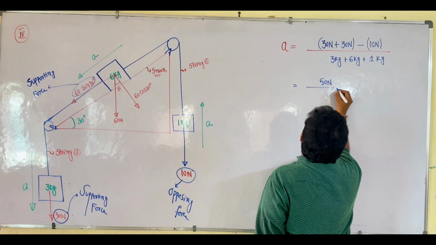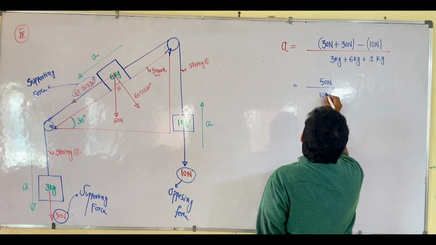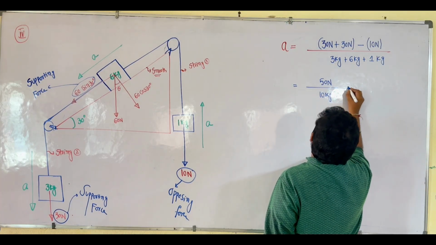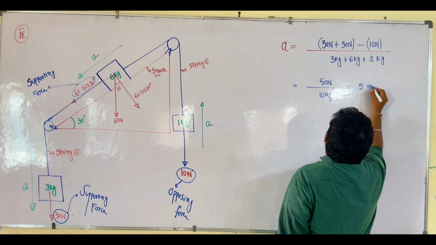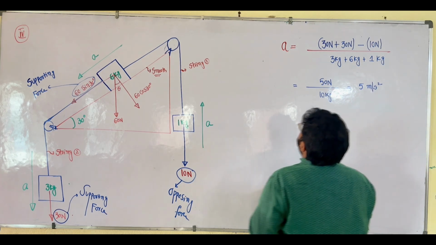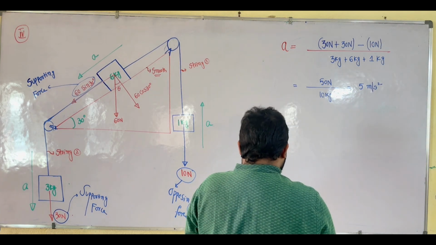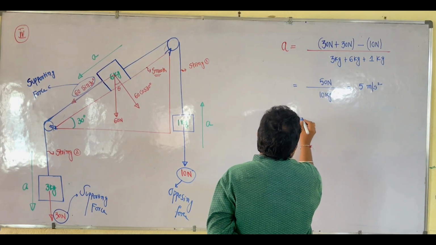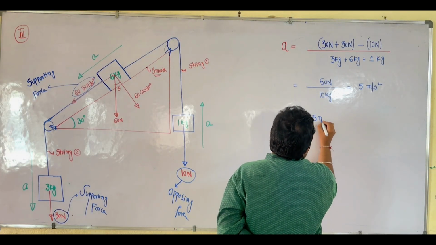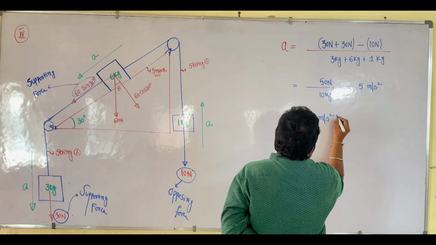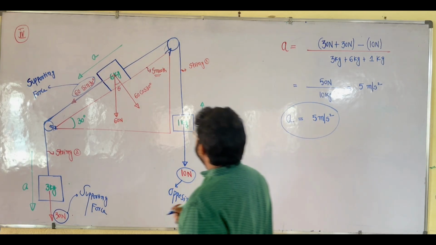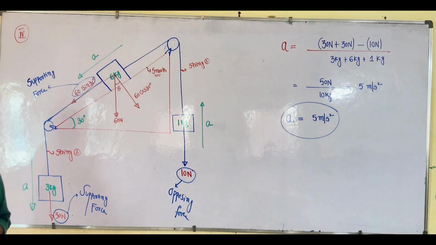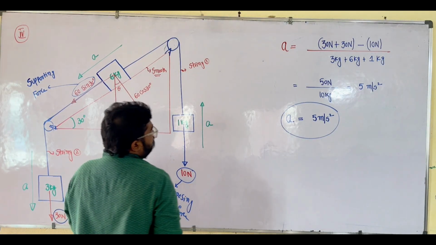50 Newton by how much? 10 kg. That is how much? 5 meter per second square. Then acceleration equal to how much is obtained? 5 meter per second square. Now tell me what is the direction?